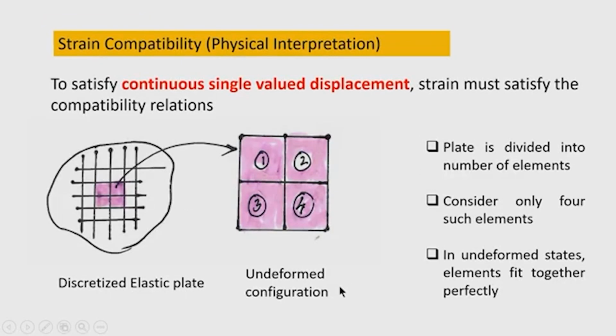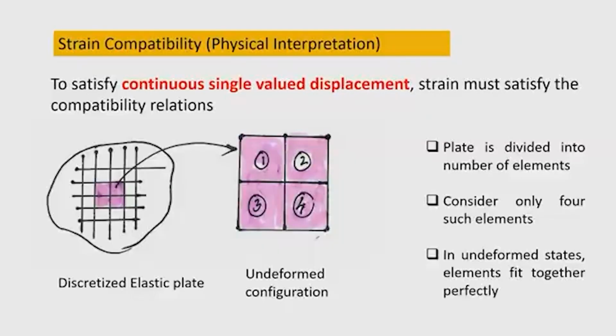Now, when we calculate the strain in a 3-dimensional or 2-dimensional object, it should obey some condition, that is known as the strain compatibility condition. So, before going to the mathematical equation, first let us see what is the physical meaning of compatibility conditions. Compatibility condition actually needs a continuous single valued displacement. So, in a structure the displacement should be continuous and single valued.